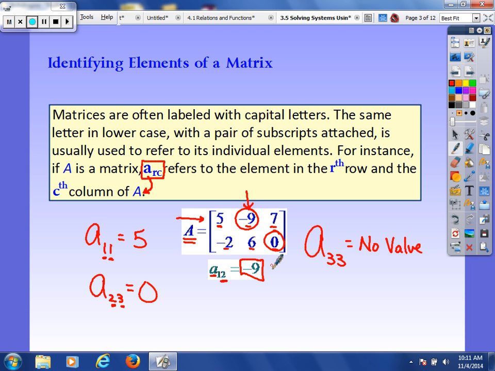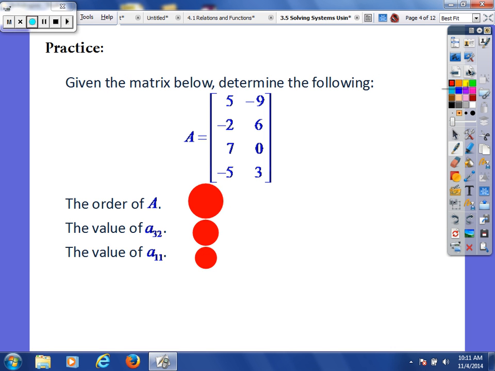These are the type of problems you'll first start out with in your assignment. And on the test, these are ones you want to lick your chops on, because they're pretty easy as long as you remember it goes row by column.